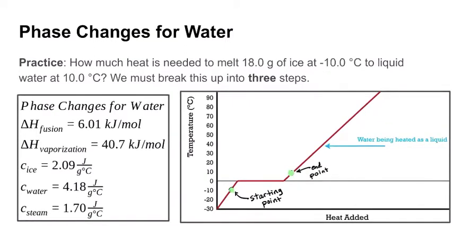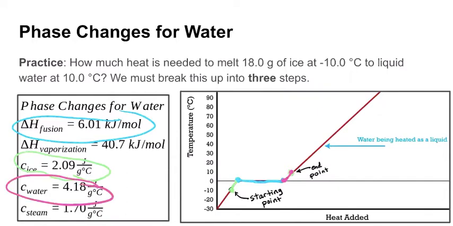first I'm going to need to calculate this first segment with Q equals mc delta T, using the C for ice. Then I'm going to need to add that to the amount of energy in blue right here, which is going to be using the heat of fusion. And finally, I'm going to need to add that to this final segment where I heat up just liquid water again, using the C for water. The blue, green, and pink quantities will be added together.